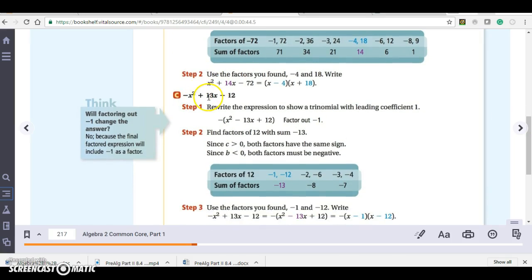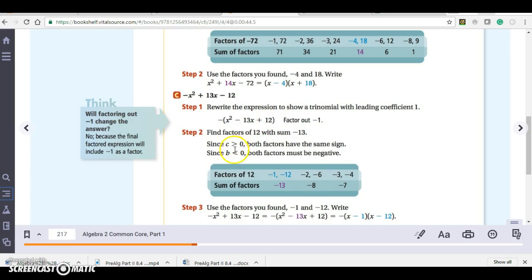All right, the last one. I have negative x squared plus 13x minus 12. I would rewrite it where I would factor out the negative 1. And so it will become x squared minus 13x plus 12. And so I'm going to be looking for the sum of 12.